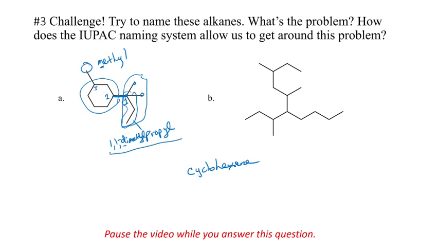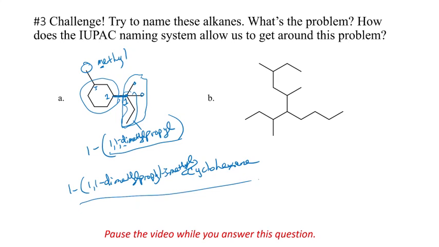So this is a 1 dash, all of this. And so what the IUPAC does is they just say, go ahead, do that. Just put it in parentheses. So this is a 1,1-dimethyl propyl 3-methyl cyclohexane. How about that? Not so bad. Let's take a look at this one over here.